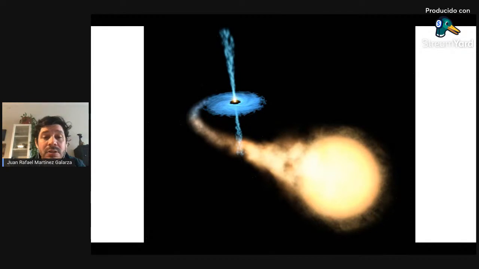These are one of the most common emitters of X-rays in the universe, and in particular in this galaxy. And we will learn a little bit more about them in this lecture.